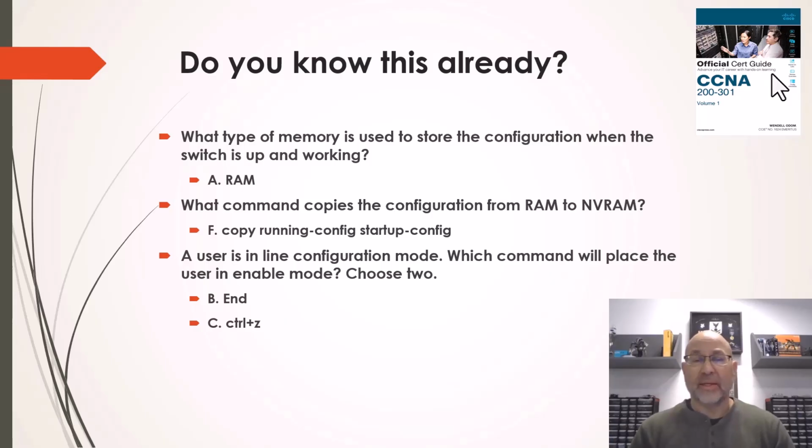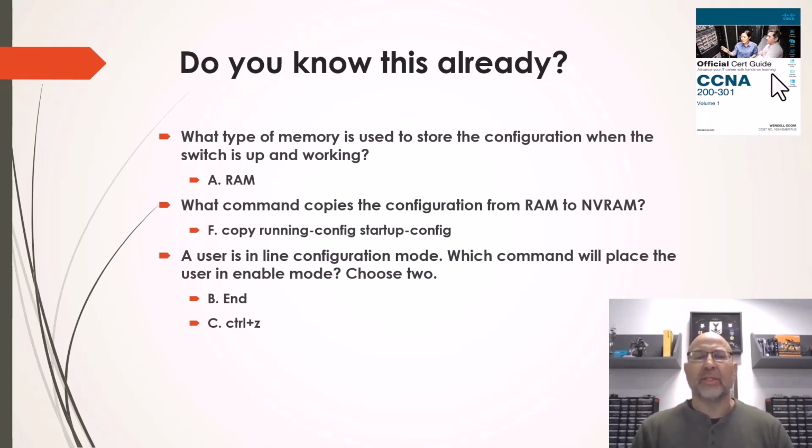What command copies the configuration from RAM to NVRAM, or non-volatile RAM? That is copy running-config startup-config. There were a couple of variations on this theme. Most of it is just syntax, but the order is that you're going to say, I'm going to copy this to this. So that's the order here. And startup config then lives in non-volatile RAM.